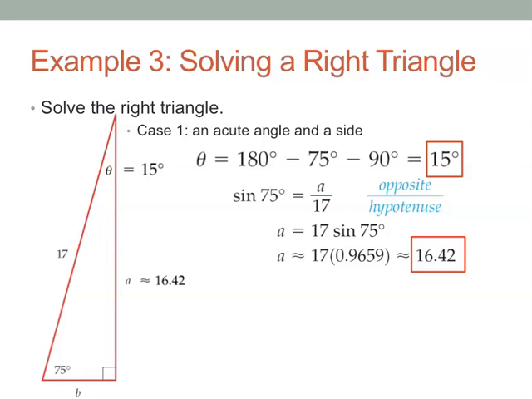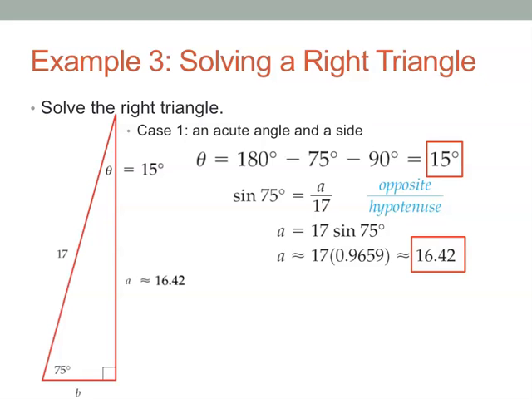Okay, now for the last step, you have multiple options. You can either use the information that you already have and write another trig ratio, or you can use the new information that you've gotten from solving for A. You have the hypotenuse, and you can use the Pythagorean theorem to get B. Just for practice, we're going to go ahead and use another trig ratio to solve for B.